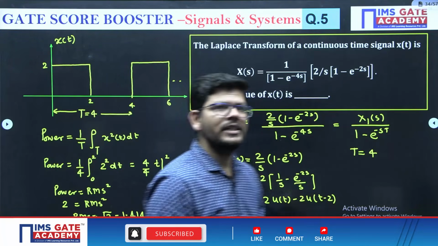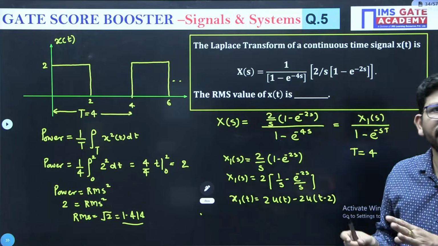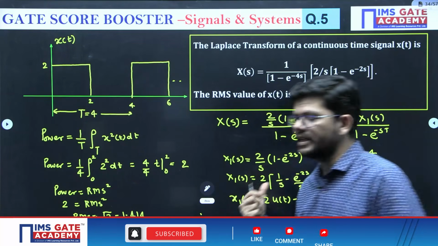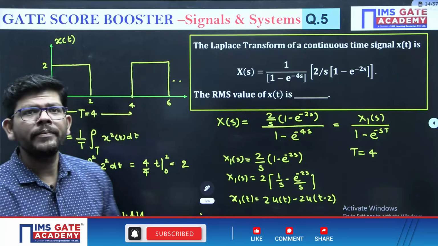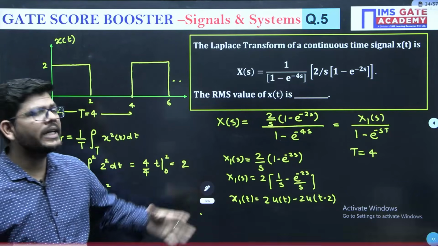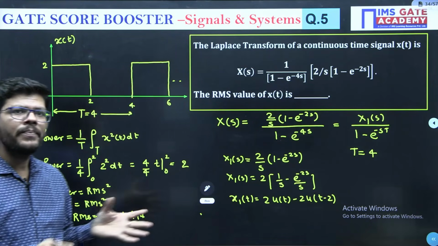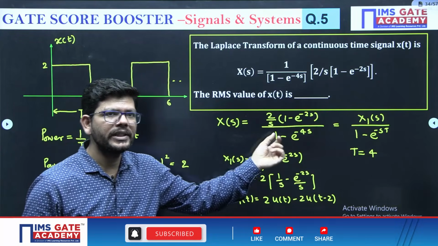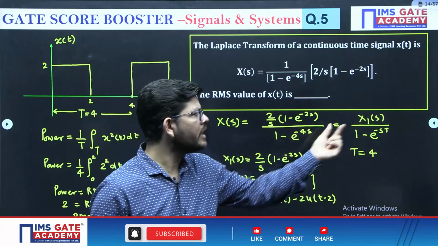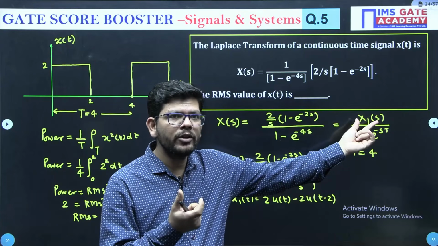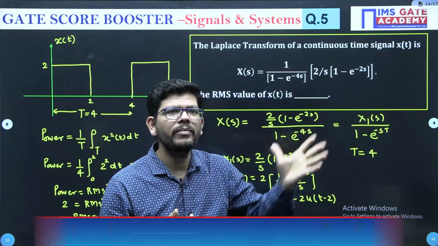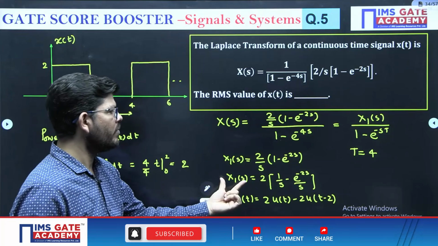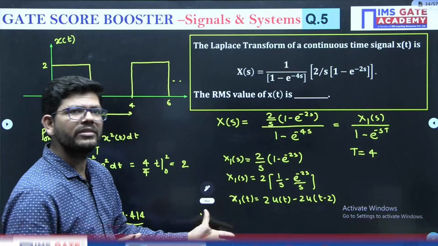So Laplace transform is given and they have asked the RMS value. It's a very good question, right? Nicely fabricated question that I have taken here. So see, you have to recognize that the RMS value will be calculated for a periodic signal. So this is the transform of a periodic signal. The transform of a periodic signal is the transform of one time period of the signal divided by 1 minus e to the power minus sT. Correct?